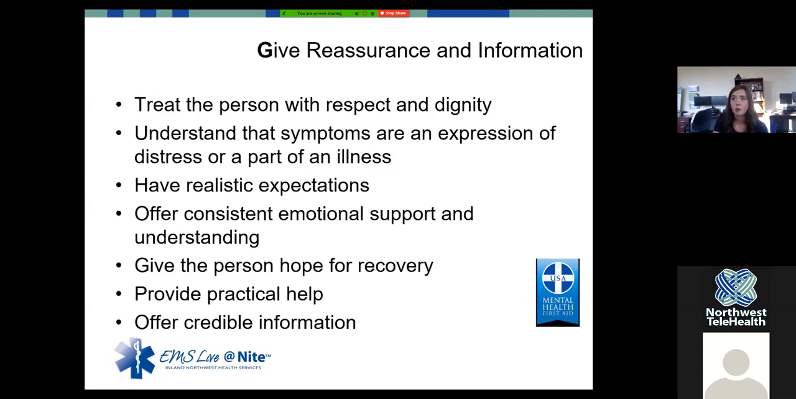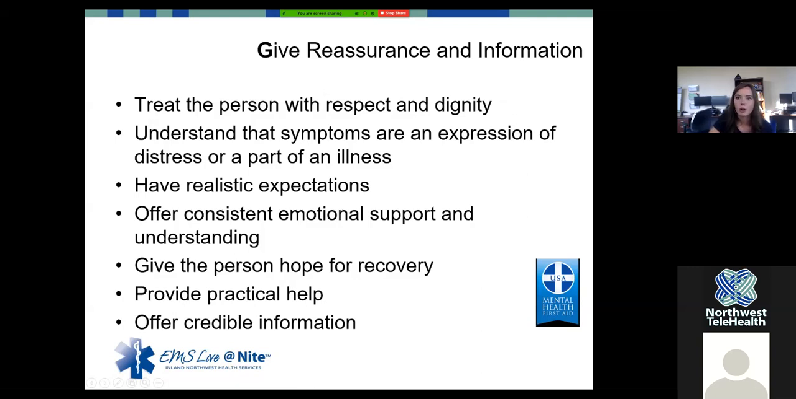G is for giving reassurance and information. So again, just reassuring them, treating them with respect and dignity. They are a human being, and so treating them as one. Understand that symptoms are an expression of distress or a part of the illness. So again, going back to maybe the self-harm, that underlying issue is the distress. So having realistic expectations for them in what the next steps are for them, and not thinking that you're going to cure them. That's part of the realistic expectations. Not putting too much pressure on yourself for that as well. But you're not going to be that person to cure them.